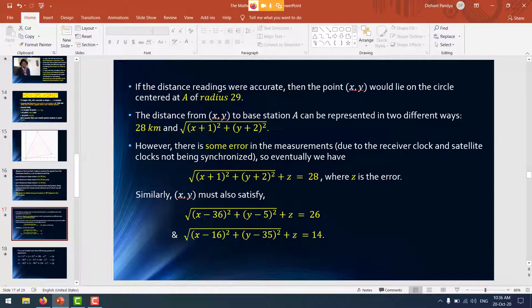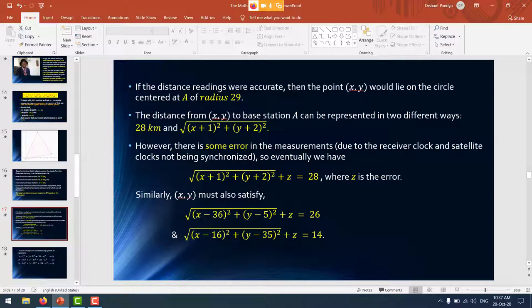Okay. Is it clear to you? Students, is it clear to you? Okay, so square root of (x plus 1) square plus (y plus 2) square plus z, where z is nothing but the error which occurred due to equipment, led to the final answer 28, because we already know that the distance from your location to the base station A is 28 kilometers, so it's already predefined. So we have this equation.